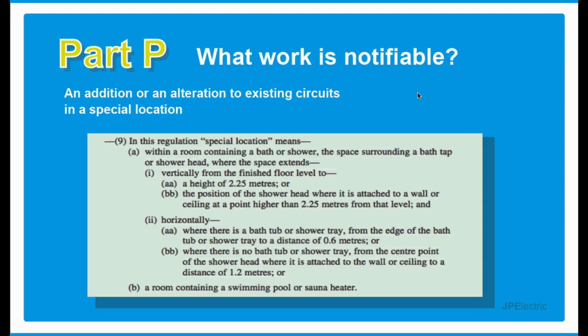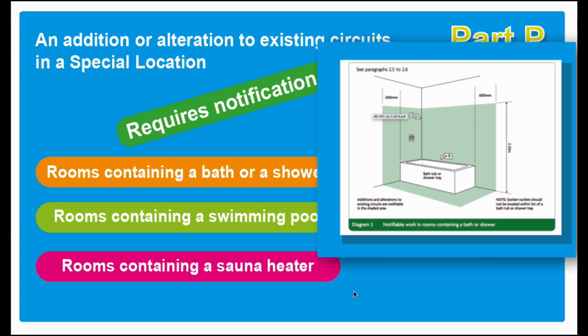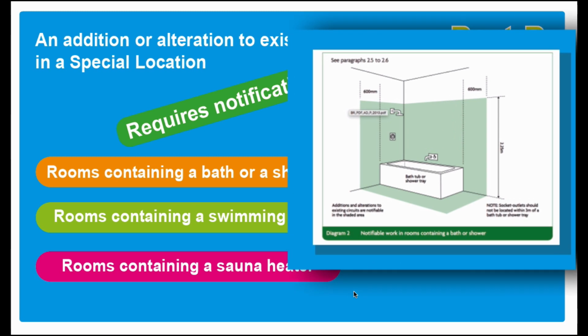So other work which is notifiable is an addition or an alteration to existing circuits in a special location. And as far as Part P is concerned, a special location means a room containing a bath or a shower, or a room containing a swimming pool or a sauna heater. Then Part P goes on to describe the bathroom zones, which is plenty of information on in BS7671.